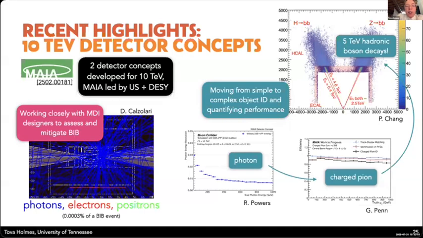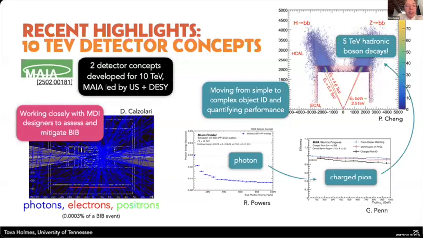And we've been moving from relatively simple to much more complex object ID and quantifying performance. So in this link on the top left under the MAIA logo, you can see some comparisons between signal and BIB, but here I'm focusing more on the algorithms themselves. So you can see how we're increasing in complexity.